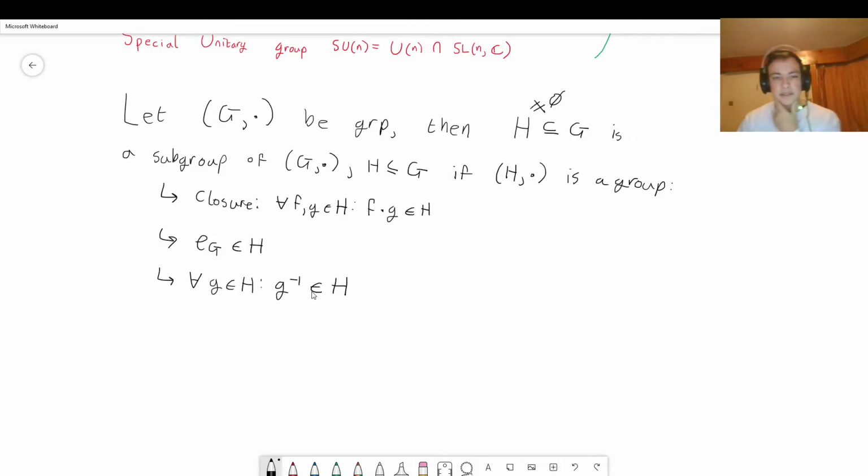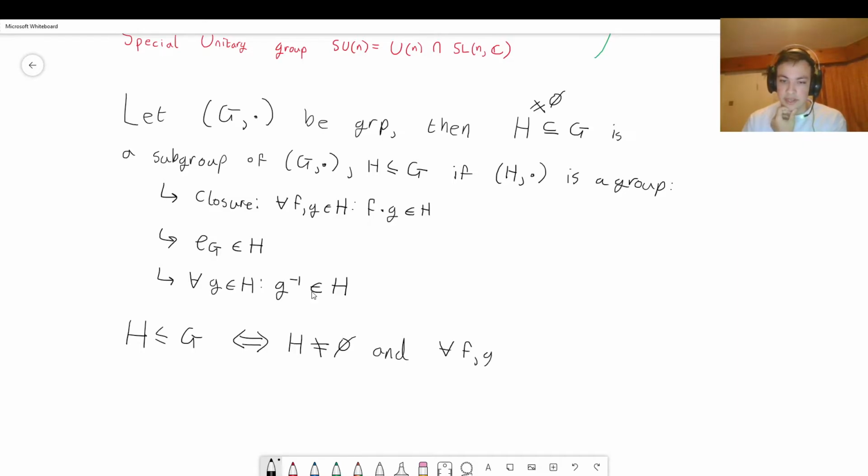So these are three conditions, I guess four if you include non-empty, but we can ignore that one as superfluous. These are equivalent to: H is a subgroup of G if and only if H is non-empty, and for all f, g in H, we have that f · g inverse is in H. Okay, so let's prove this.